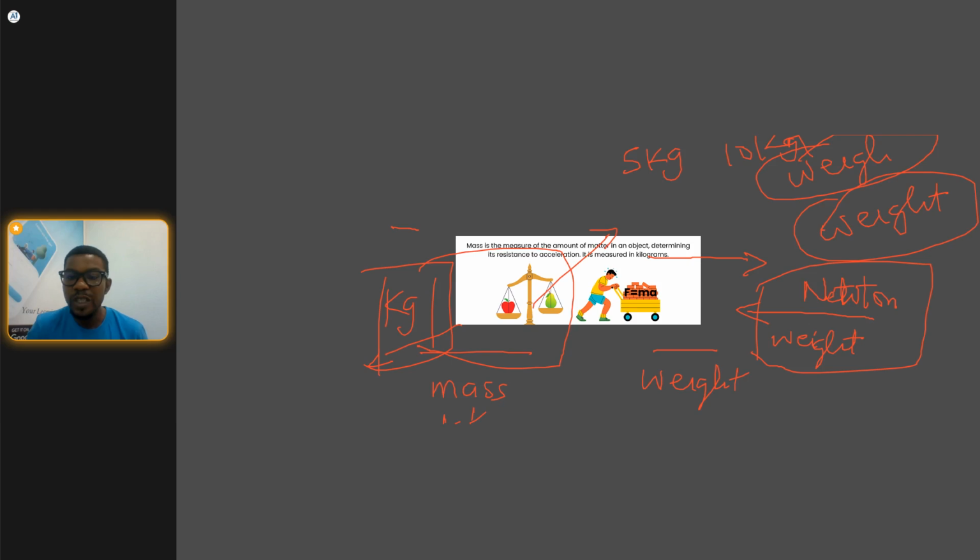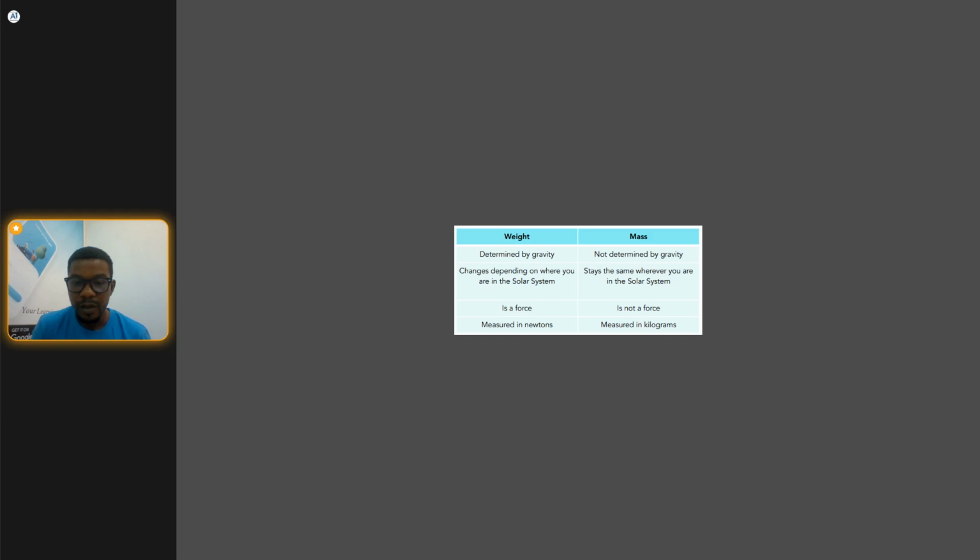Mass. Okay. So we need to know what the differences between mass and weight are, because in UTME, you can be asked questions related to that. So this table will summarize what mass is and what weight is. Okay, weight is determined by what? Gravity. We talked about that. Weight has to do with gravitational force. So weight is determined by gravity, but mass is not determined by gravity.